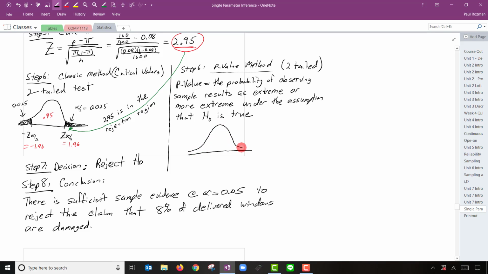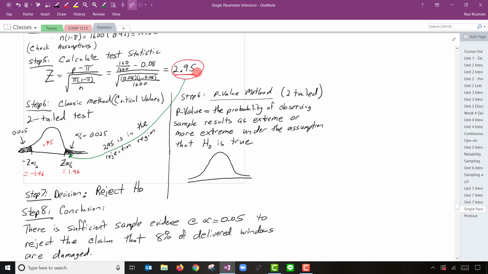Let's calculate the p-value. We observed a value of 160 out of 1600. We're going to see what is the probability of getting a result like that if it is true that the actual probability is 8%. You know, we think 10% are broken, but we're assuming that 8% are usually broken. Is our observed result weird relative to what it's claimed, or in this case, what we're assuming it to be?